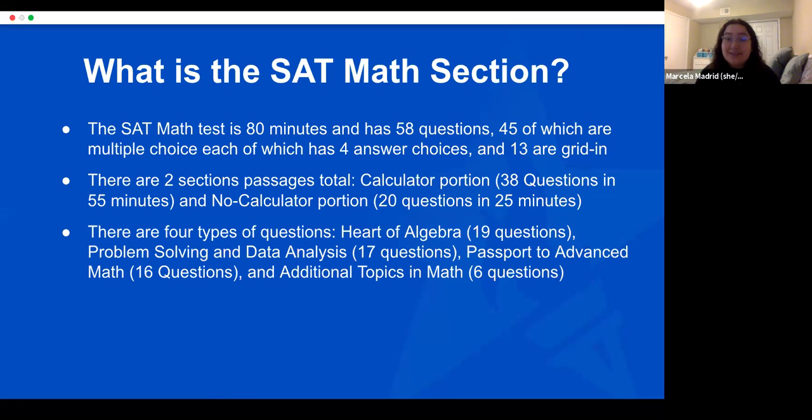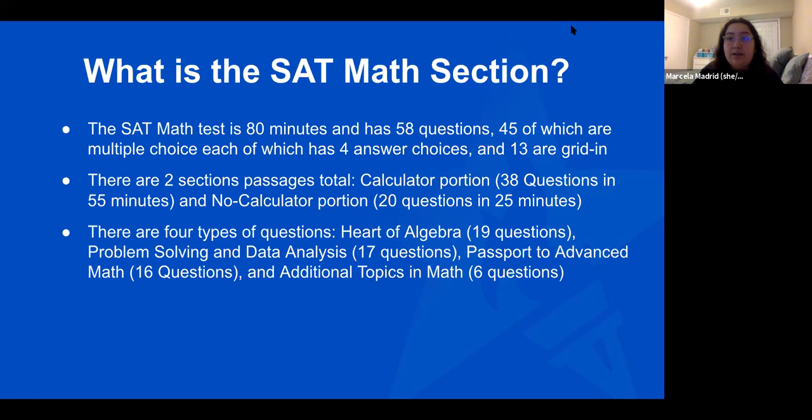And you will be seeing 4 types of questions: heart of algebra, problem solving and data analysis, passport to advanced math, and additional topics in math. We went over these subscores in our last meeting, so they're recorded. If you weren't here last time, you can catch up on the last session.